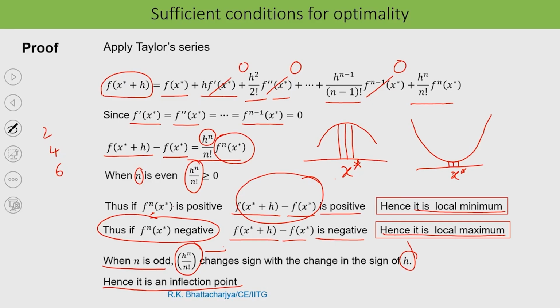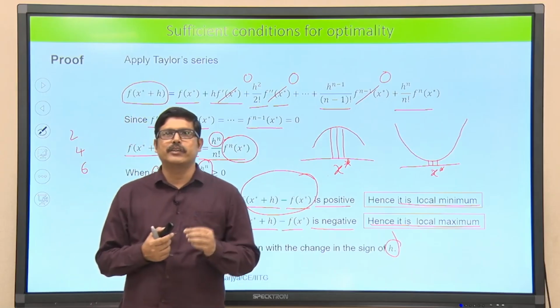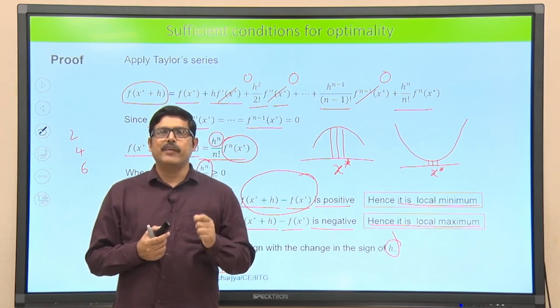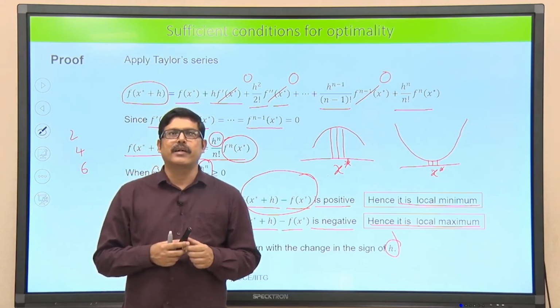In the case of an inflection point, as you have seen, the function value is increasing on one side and decreasing on the other side, or it may be the other way around. So, that is a condition for an inflection point. So I can say that if n is odd, then x star is an inflection point.